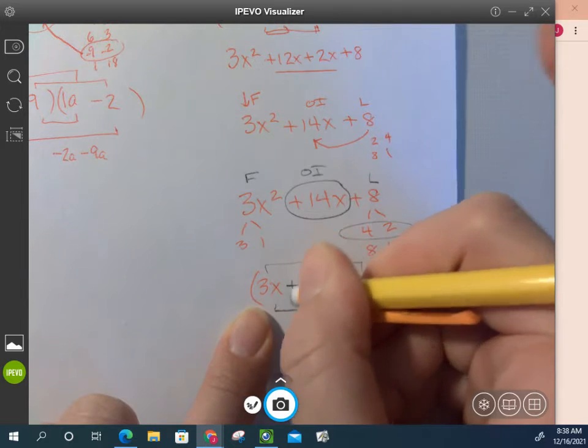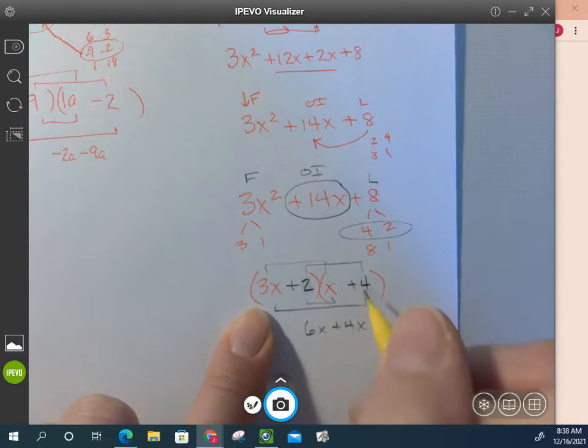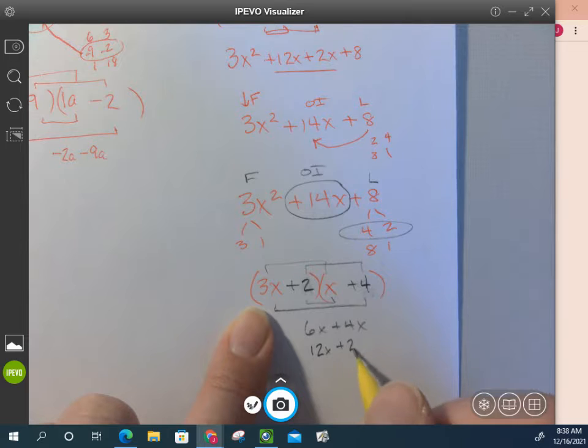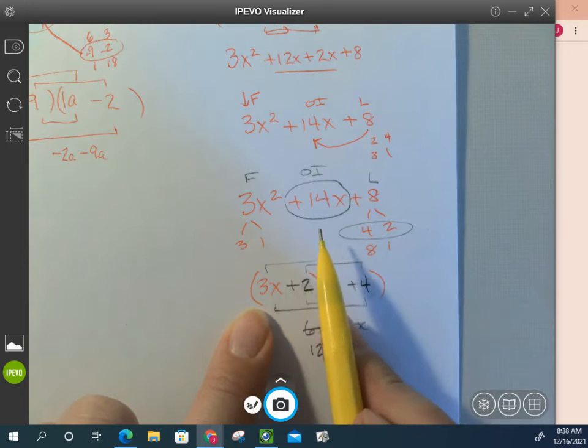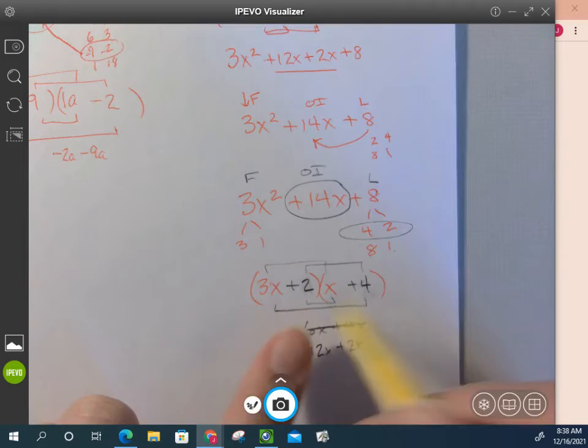If I flip the 4 and the 2, I now have 3 times 4, which is 12x, and I have 2 times x, which is 2x. And that gives me the right combination. 12x and 2x is my 14x. If I would have tried 8 and 1, it would not have worked. I would have flipped it, it would not work.